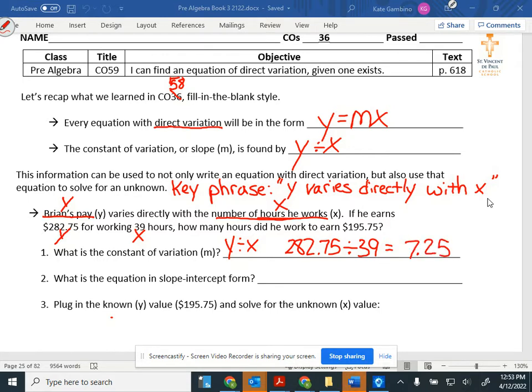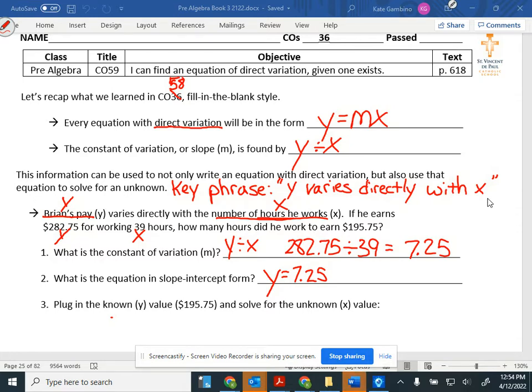7.25. So now I know my slope. What is the equation in slope-intercept form? So if I know my slope, how do I put that in my slope-intercept form? Andrea? You have y equals, and then I think it turns into a fraction. Nope, you don't have to put it into a fraction. You could just put it as 7.25. So it doesn't have to be a fraction.